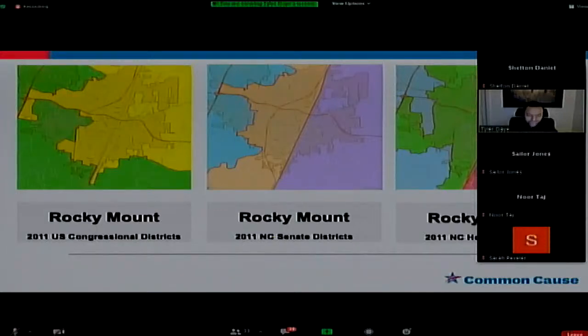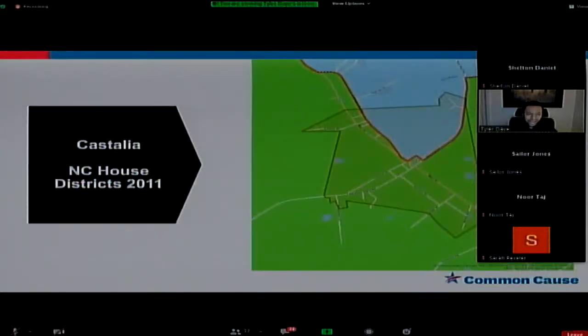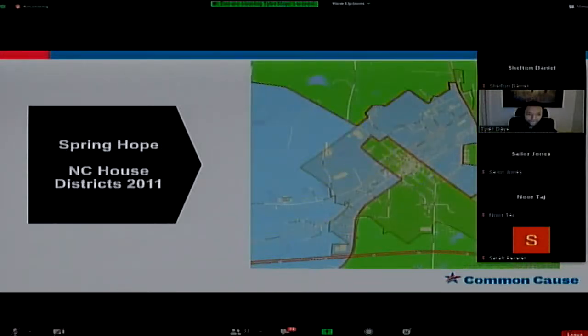Not just Rocky Mount, other cities and towns throughout the region were split. And particularly, I want to focus on the North Carolina House districts from 2011, which just severed Nash County. This is Castalia, and these are small towns where the district line came right into downtown, splitting the community. This is Spring Hope from the 2011 House districts.